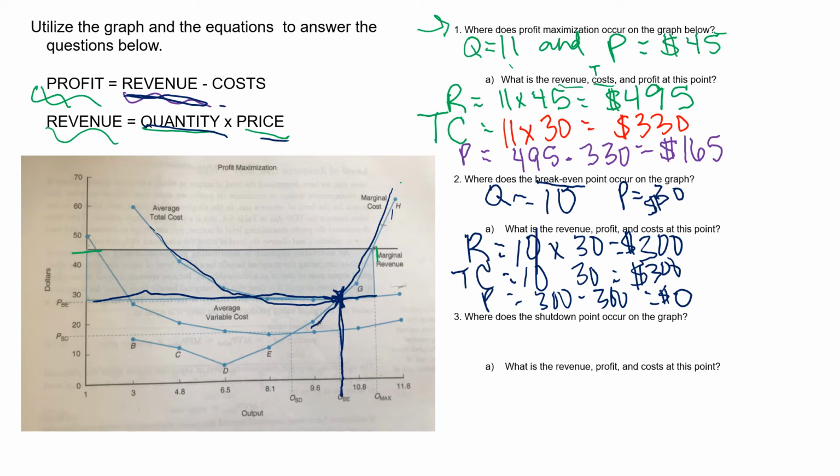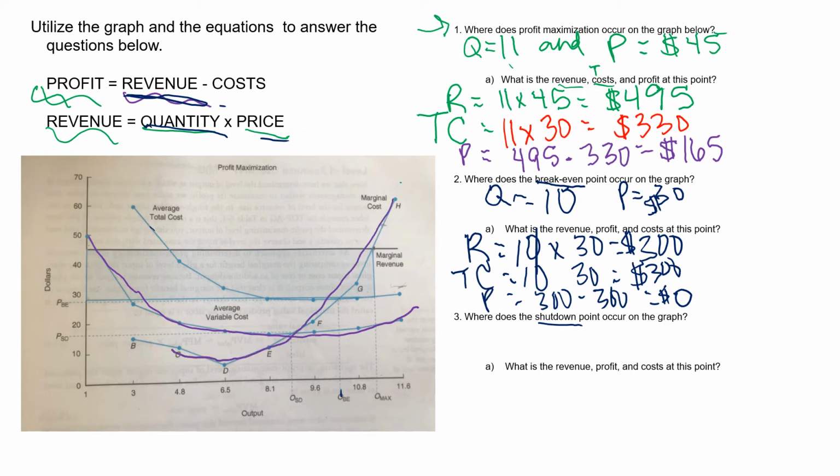Shutdown point occurs at the point where, let's erase some of this. Shutdown point occurs at the point on the graph where the average variable cost curve meets the marginal cost curve. Okay, so we have that here. Just for easy figuring, we're going to call that 9. And the price is, I'm going to say 16. So where does shutdown point occur? It occurs where Q equals 9 and price equals 16.